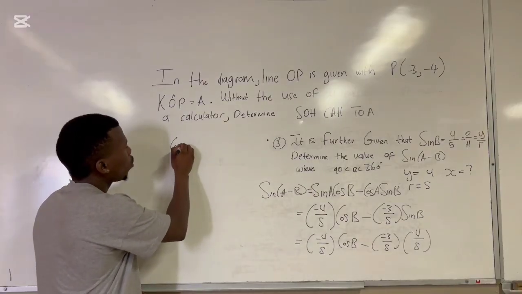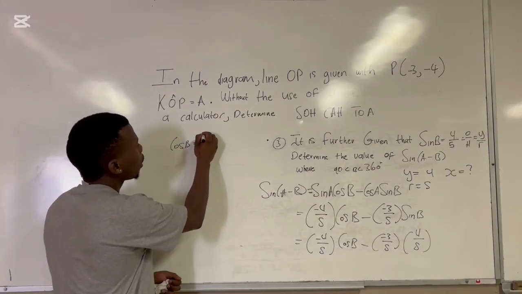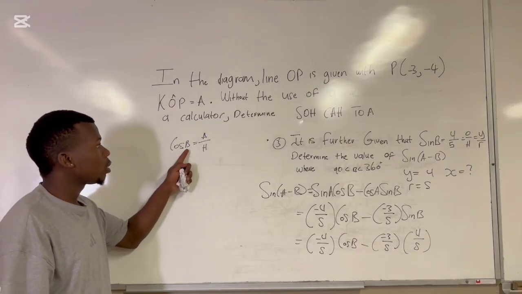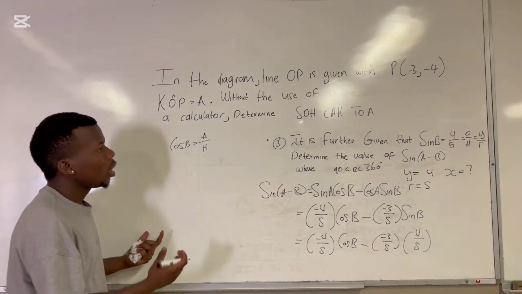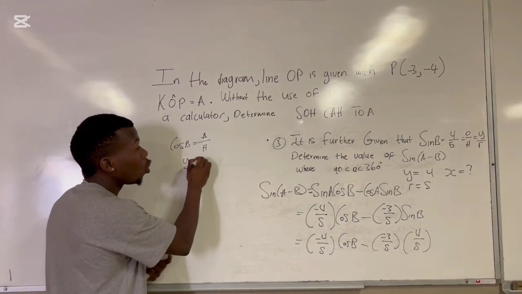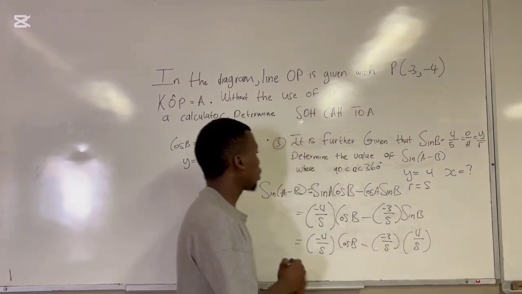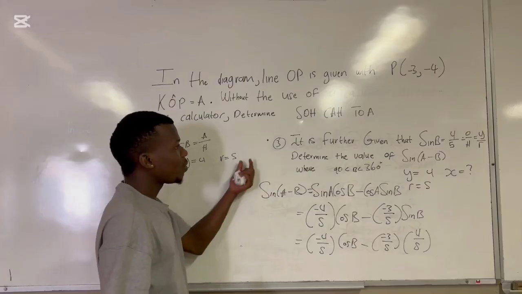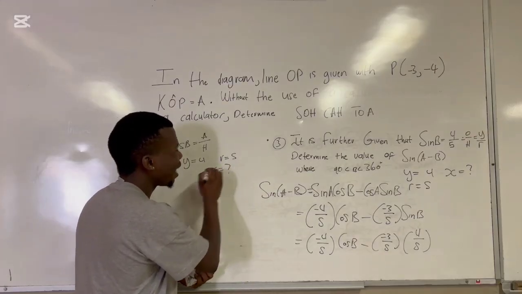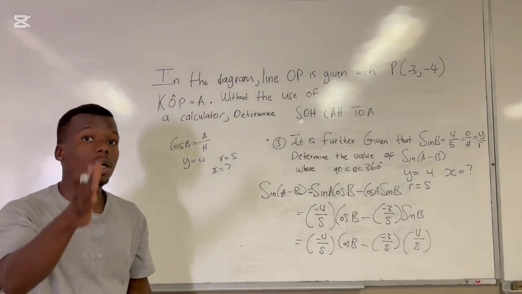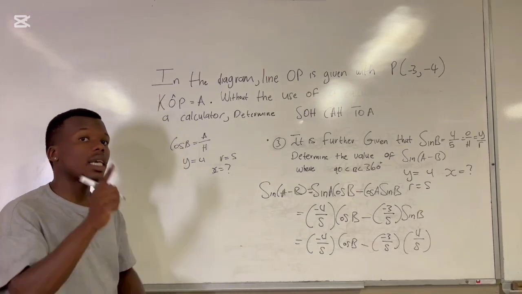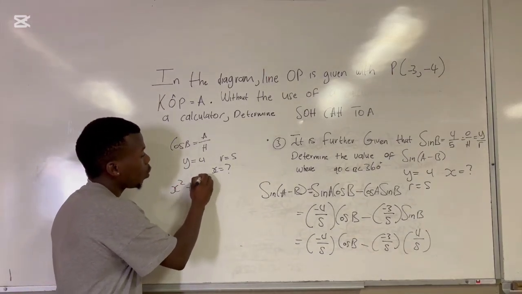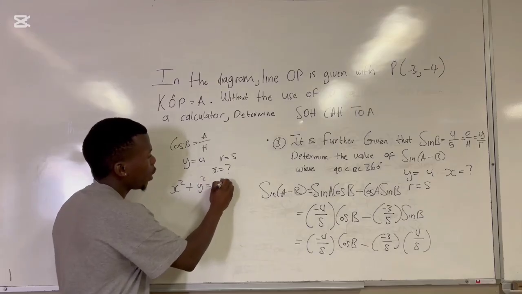Now let's check something. We know that cos of B is going to be equal to what? Adjacent over hypotenuse, but under the angle of B. Now let's check. Remember we said y, according to this statement, is equal to 4 and r is equal to 5. We need the value of x. We are going to call out the theorem of Pythagoras. In other words, I will have x squared plus y squared is equal to r squared.